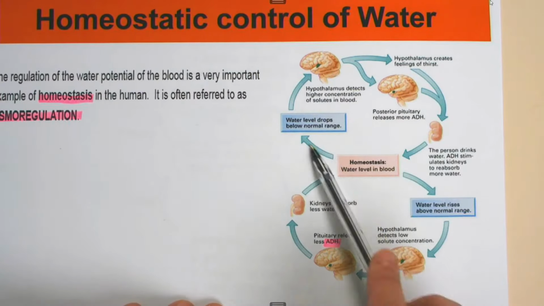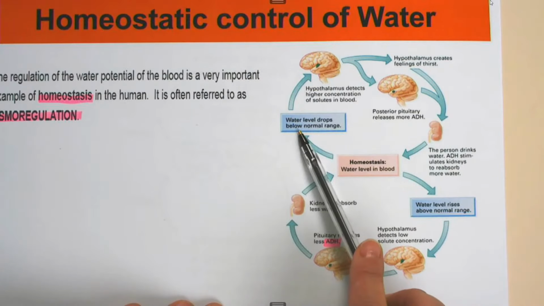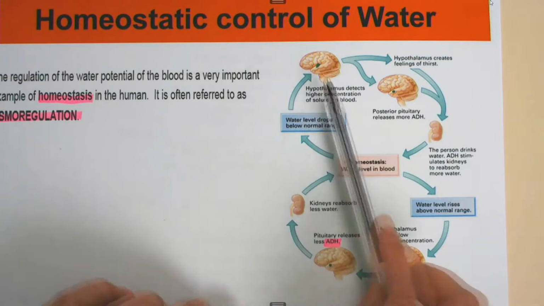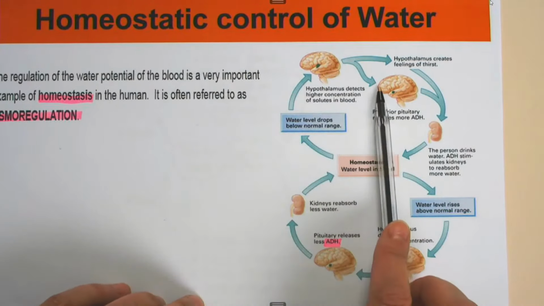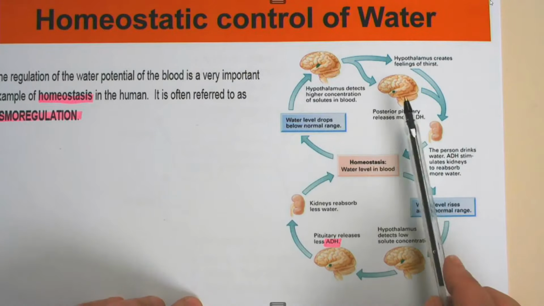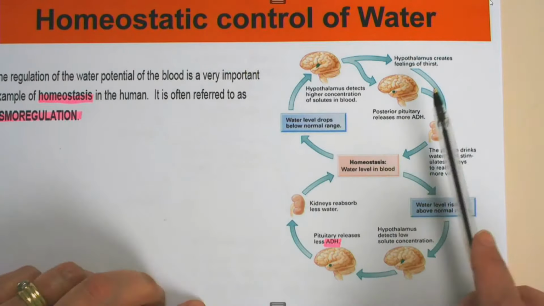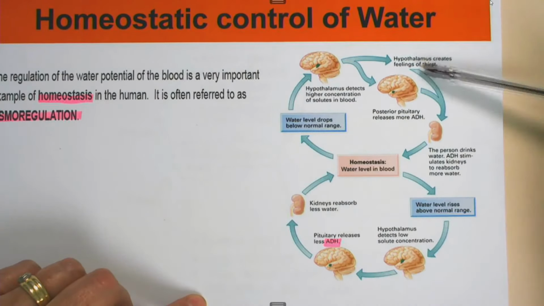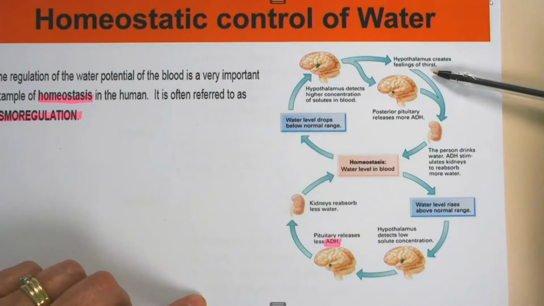Now, when there's not enough water in the body, again the hypothalamus will detect the high concentration of solutes, because remember, if there's now less water, there's a higher concentration of minerals and salts. The hypothalamus will detect that, will send a message to the pituitary gland to secrete more anti-diuretic hormone, and on the other hand, it's also going to create a feeling of thirst, so that in case you don't have enough water to reabsorb, you can drink some more water.